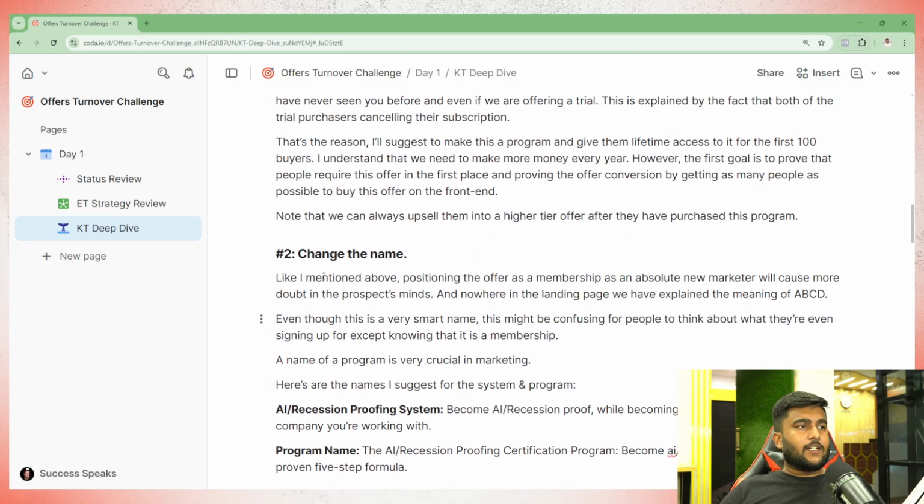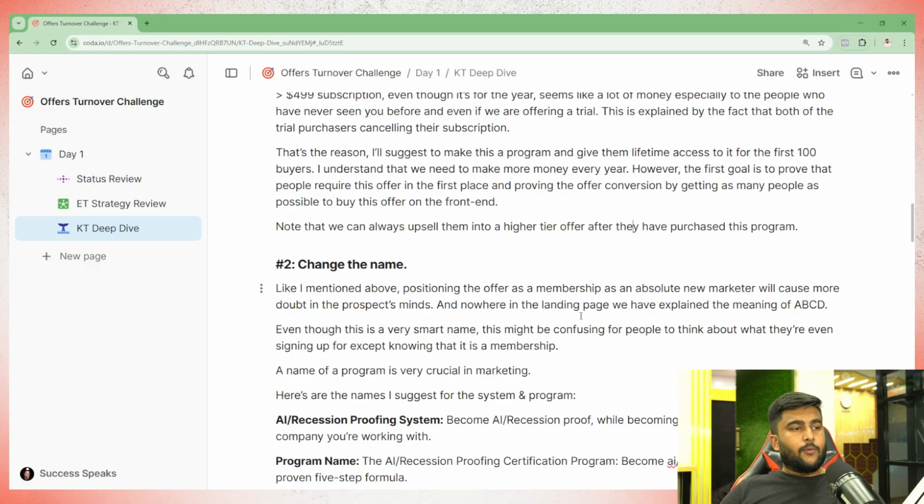The second thing I suggested was to change the name. Now, how this particular program was structured was that it was a name, it was a short abbreviation. Let's just call it ABCD membership, right? So this is how it was structured. However, in the landing page, nothing was mentioned about this ABCD, or we never explained about this ABCD membership, right? We never gave them a complete understanding of the ABCD idea, right? So that's why, even if it was a smart name, this was confusing for people to think about what they're even signing up for, except for knowing that it is a membership, right? So it was called ABCD membership.